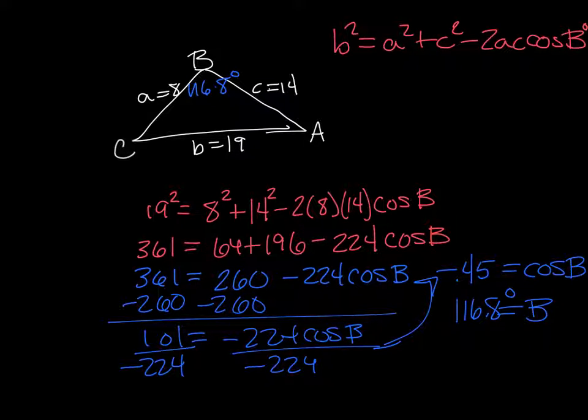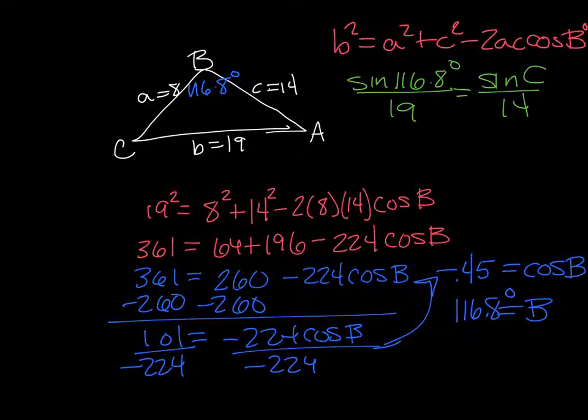All right, now that I'm done with that, I don't have to use law of cosines anymore. I can just go ahead and use law of sines. I have side, angle, side, so I can use my law of sines and find my other two angles. For instance, I can go sine of 116.8 degrees over 19 equals sine of C over 14, right? And so then I cross multiply and divide, and here's the cool part. If you remember at the beginning of this problem, we use the longest side to figure out our biggest angle. We don't have to worry about the ambiguous case for sine. We just go ahead and solve.